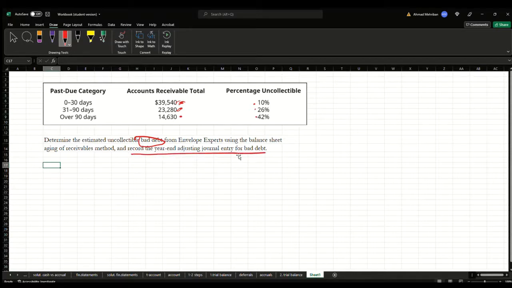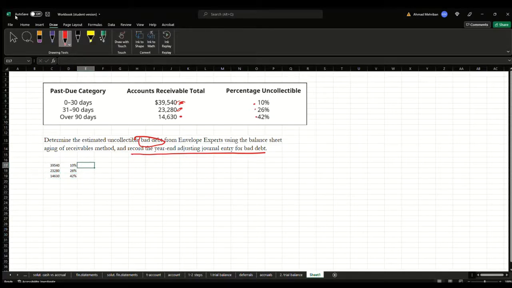for this bad debt. So let's go with our calculation of bad debt first. We have 39,540, and our percentage of uncollectible is 10%. Then 23,280 is our second, between 30 to 90 days of accounts receivable, and 26% is assigned as the percentage for the estimation. And the last one is 630 and 42% of estimation.